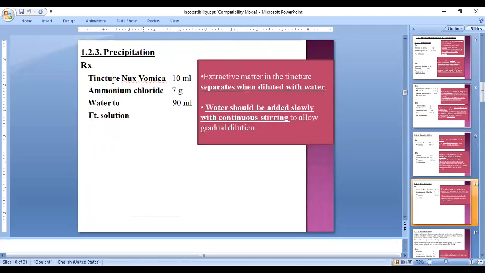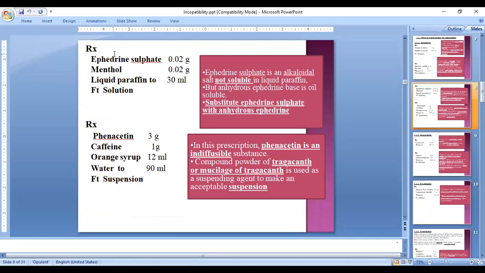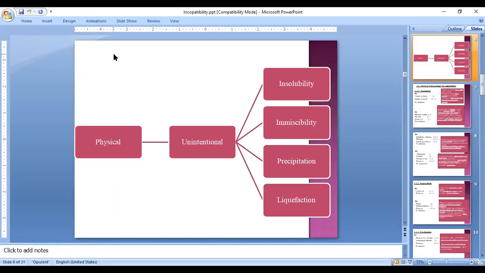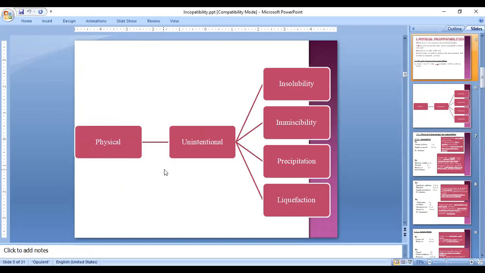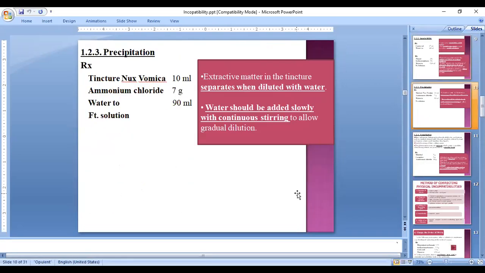What's the type of this incompatibility? Physical, unintentional, precipitation. Okay, so physical incompatibilities can be divided into intentional. This means that there is an incompatibility and you are aware of it, adding tincture of myrrh to water, leading to formation of a precipitate, which increases the efficiency of the drug. In unintentional, it could be insolubility, immiscibility, precipitation, or liquefaction.